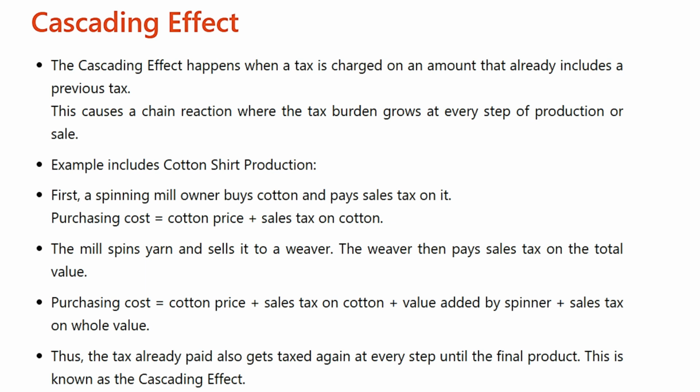The mill spins yarn and sells it to a weaver. The weaver then pays sales tax on the total value. Purchasing cost equals cotton price plus sales tax on cotton plus value added by spinner plus sales tax on whole value. Thus, the tax already paid also gets taxed again at every step until the final product. This is known as the cascading effect.